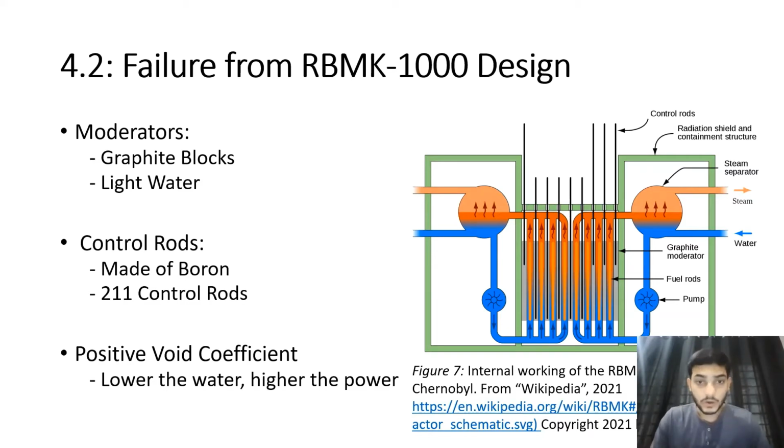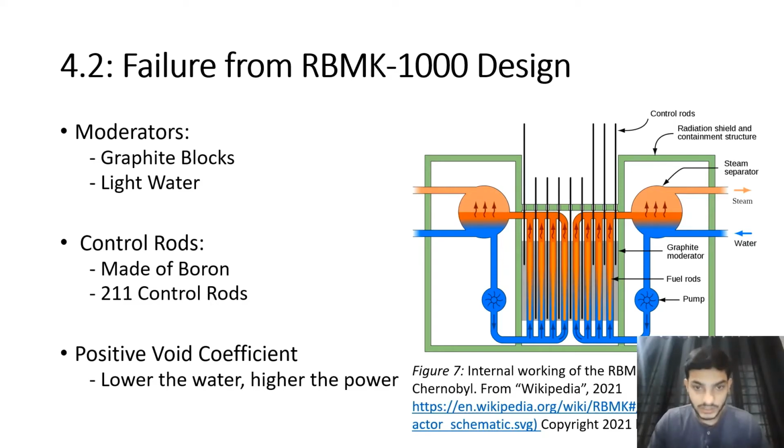The biggest design flaw of the RBMK reactor was that it had a positive void coefficient. All the other reactors in the world have a negative void coefficient. A negative void coefficient basically means that when the water level in the core decreases, the power level would decrease.